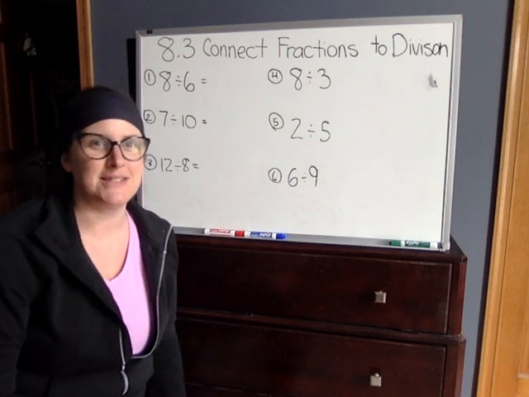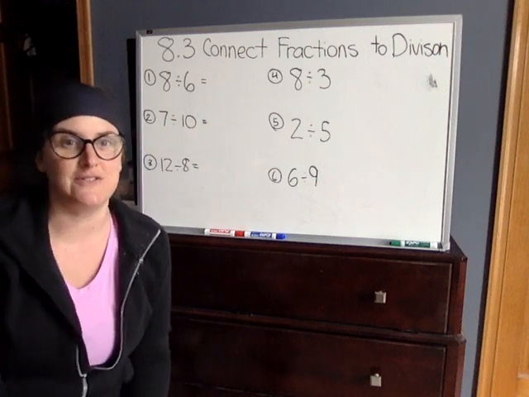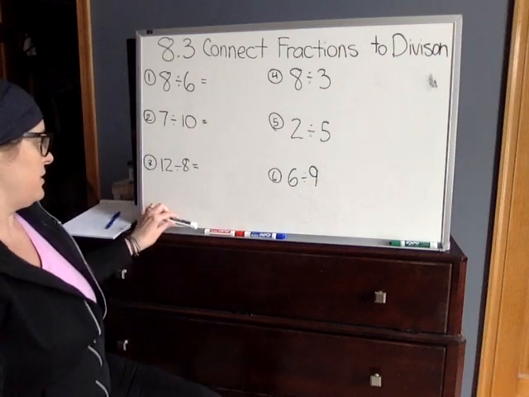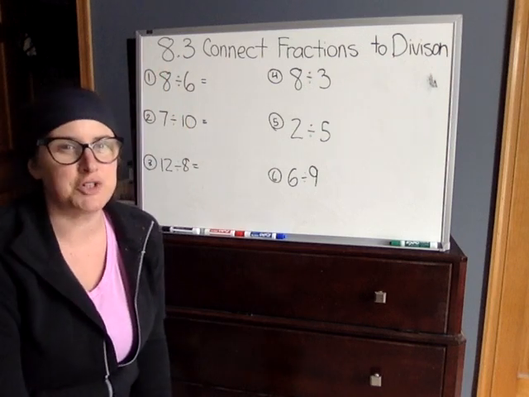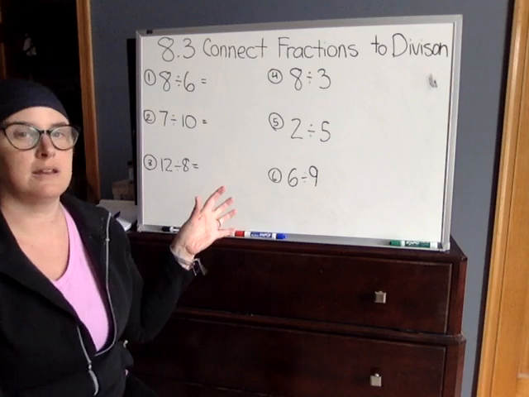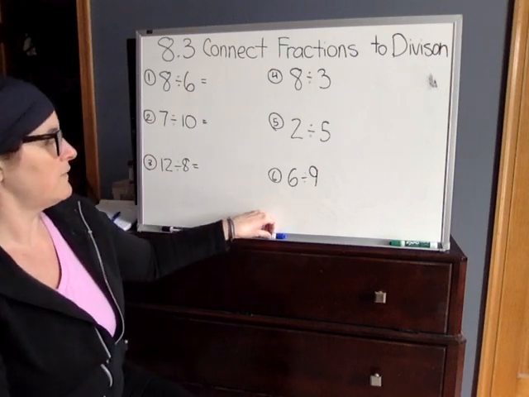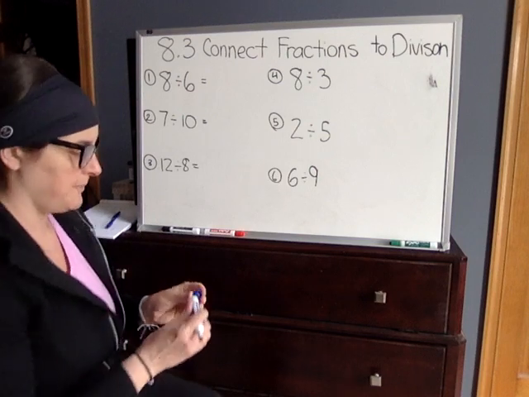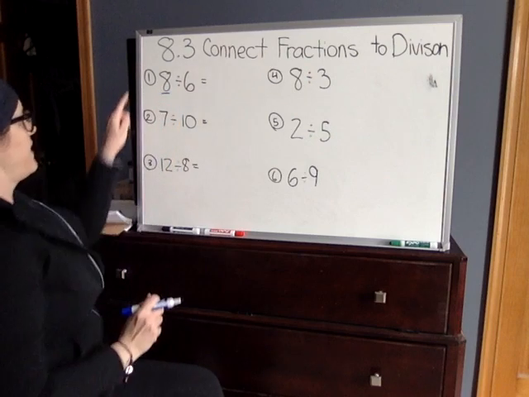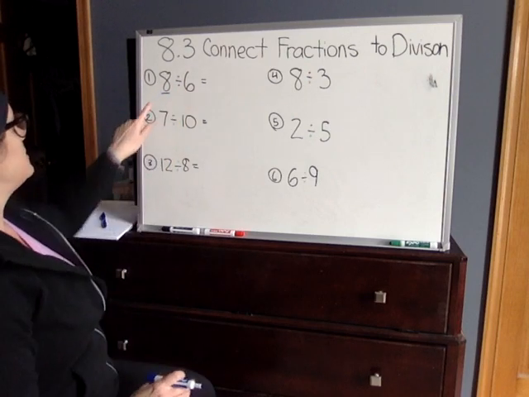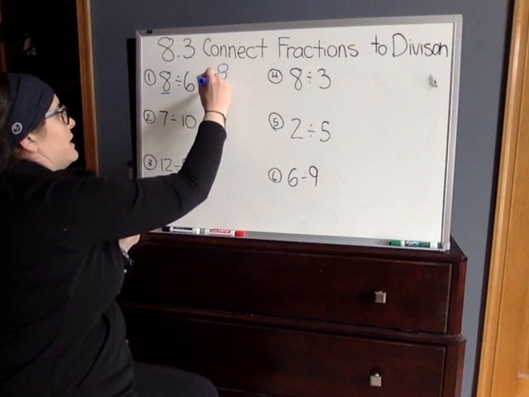We're working on lesson 8.3 today, which is connecting fractions to division. So you're going to start with a type of division problem that doesn't look like a fraction, but we're going to see how taking the numbers and putting them into fractions is actually pretty simple. So your first step is you're going to take your first number of the problem. So here we have 8 divided by 6. So your first number is going to be your numerator.